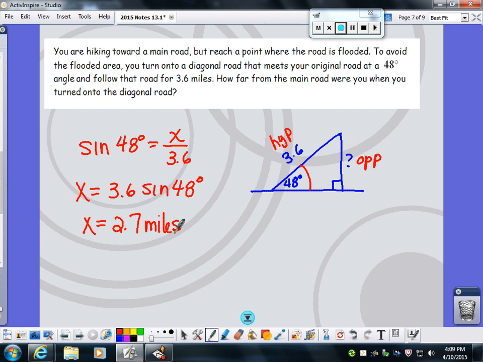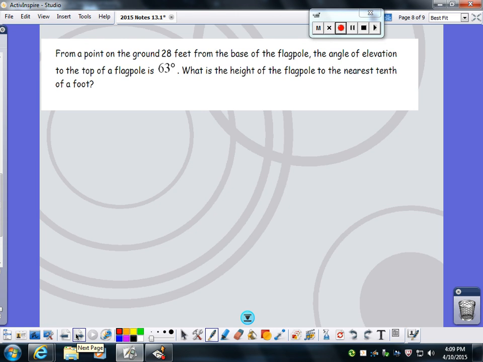All right, let's look at another word problem. From a point on the ground 28 feet from the base of a flagpole, so we've got a flagpole. The point out here is 28 feet away, and the angle of elevation to the top of the flagpole is 63 degrees. What is the height of the flagpole to the nearest tenth of a foot? So we're looking for the height of our flagpole. Here's our right angle.